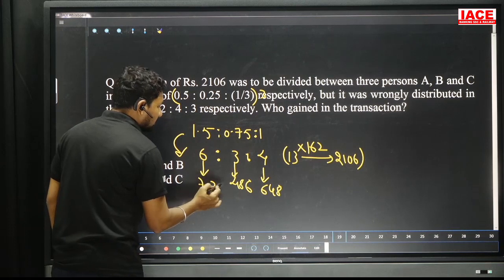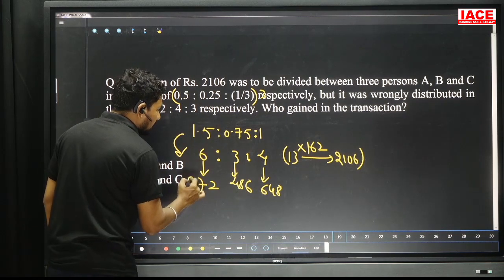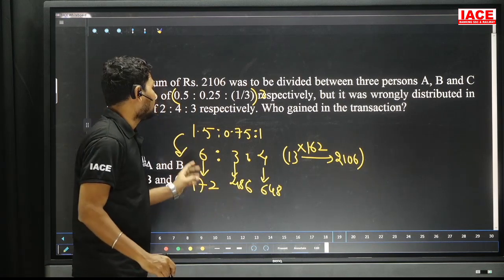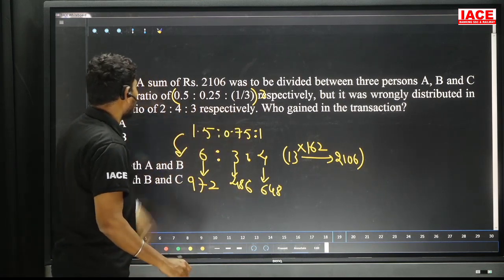6 6s are 36 and 7 3s are 21, 6 1s are 6. It is a 9. Overall, this is the money we have to distribute. So this is how the money is distributed originally. When coming to the wrong distribution value, we have to distribute.